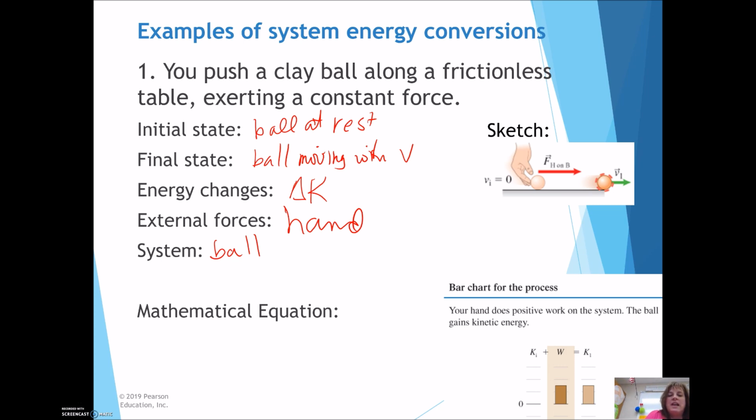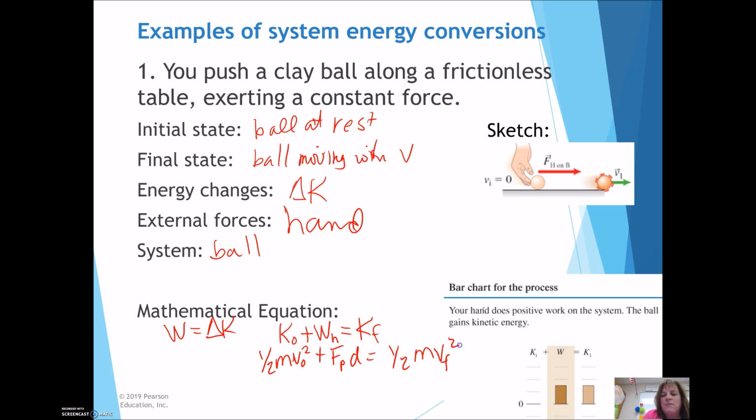What we'd say is that work is equal to a change in kinetic energy, or by the generalized work-energy theorem, the initial kinetic energy plus the work done by the hand is equal to the final kinetic energy. We could break that down into 1/2 mass of the ball times initial velocity of the ball squared, plus the force of the push times the distance, which equals 1/2 mass times v final squared. So if I wanted to know the velocity of the ball after the push, this is how I could find it.